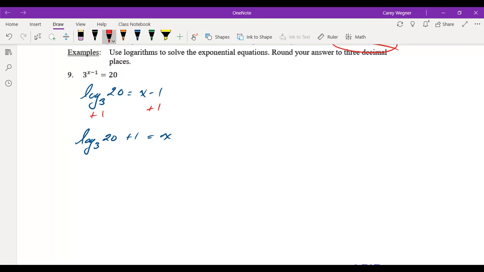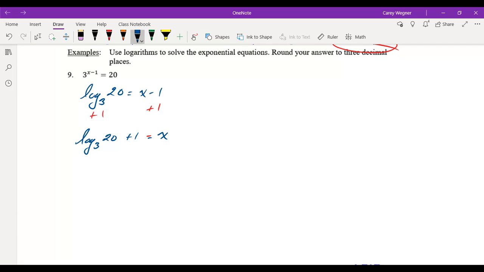If I had taken this 20 and added the 1 to it, it would not be a correct answer because the 1 is added to the logarithm base 3 of 20. It's not simply added to the 20. So let's back up and write this a little more correctly. Oh, went too far. There's a bit of a delay.